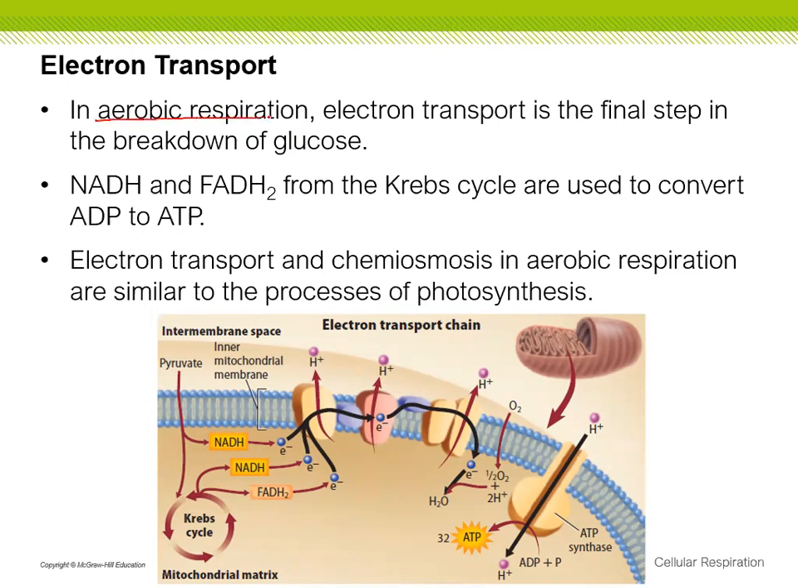When we have aerobic respiration, we also have that electron transport. That's a really important thing when it comes to the breakdown of those sugars. You think glucose, you think sugars.